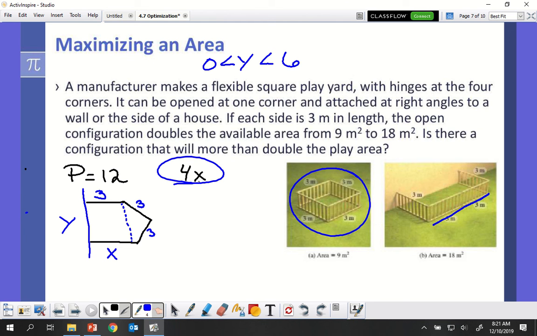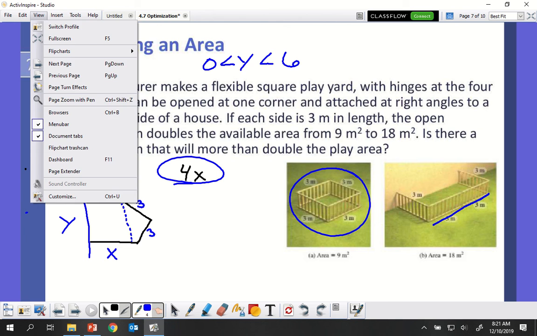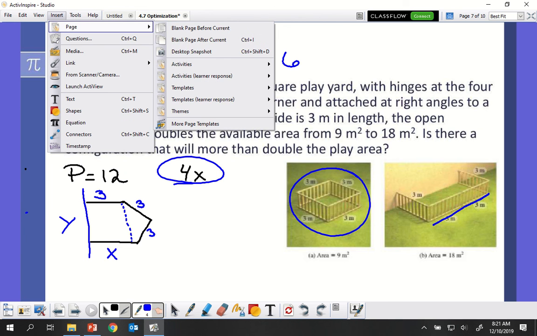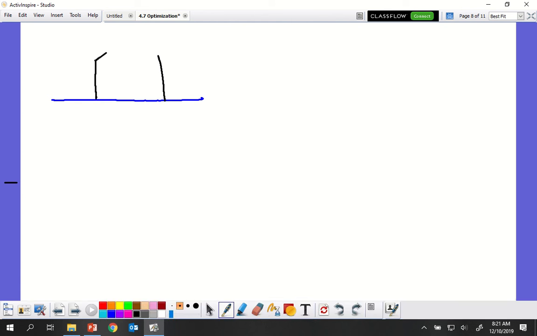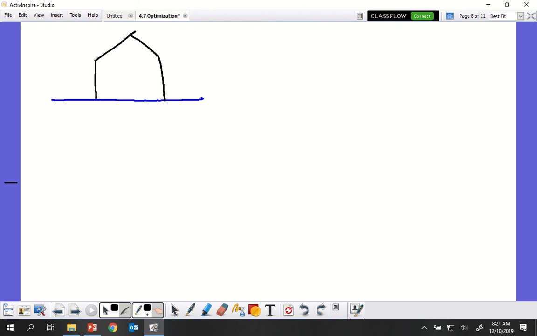So let me try it again. I'm going to insert a new page, blank. All right, so we're going back to this. So let's see, we said here. There we go. All right, and we said 3, 3, 3, 3, and this word here was my y. So closing this off right here.